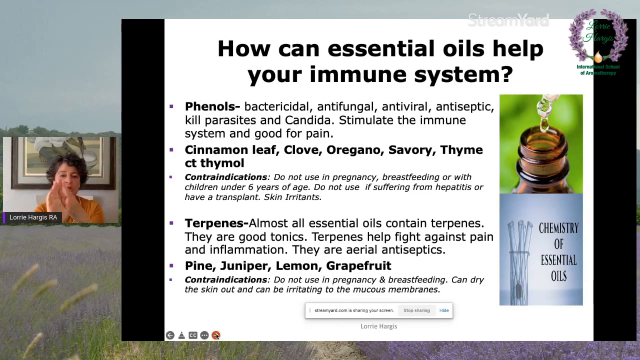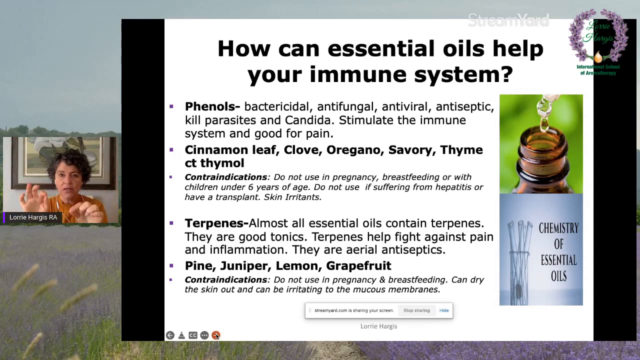There's cinnamon leaf, clove, oregano, savory, thyme. This is why we have to be very careful with them, because cinnamon leaf and clove, they contain eugenol, which is very hot. It's a chemical constituent. That's also what makes them antiviral, antibacterial, right? They get in there, they're hot, and they stimulate that immune system. They're also good for pain. But we have to use them in very small amounts, not slathering them on ourselves. We're going to have all kinds of skin problems if we do. That's when you get allergies.